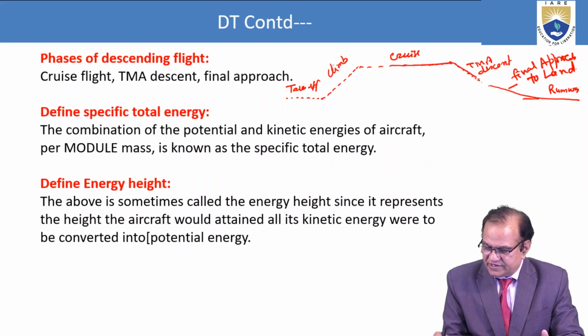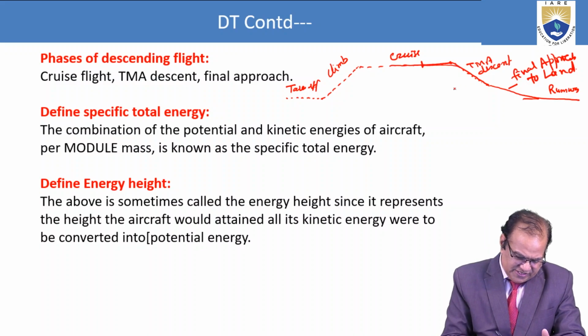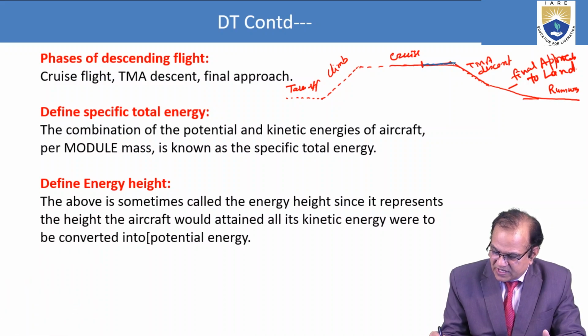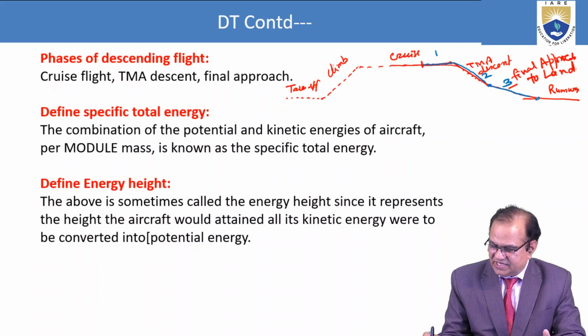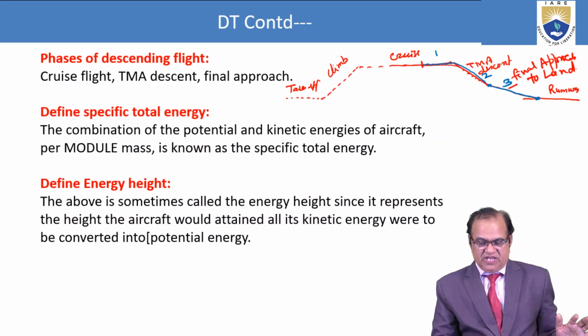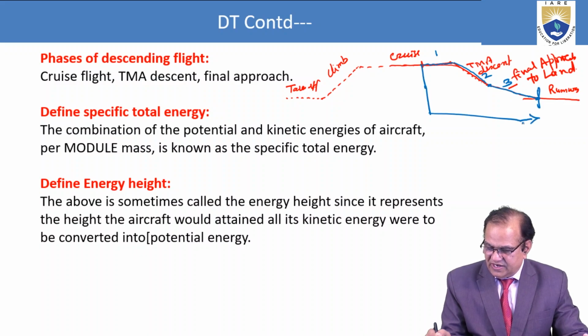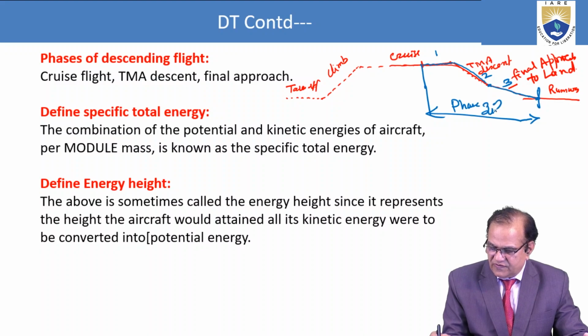It starts from here, just before the cruise, it will start like this. And I will put here some other color. From here, this is another one. So this is the 1, this is the 2, and this is the 3. Three phases are here. Then the aircraft is landed here. So up to here, your aircraft is in descent. This is called the phases of descent flight.